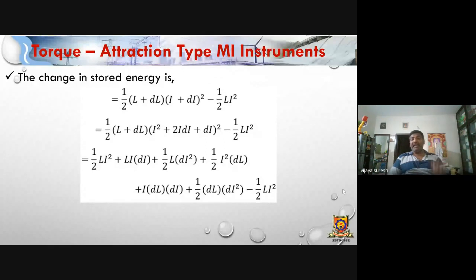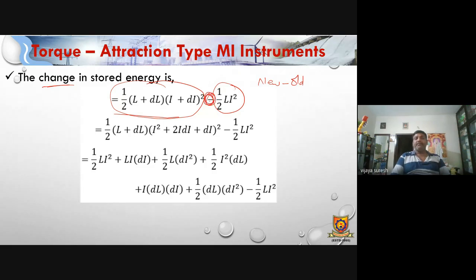Now the change in stored energy. This is the energy we have obtained because of the increase in current and inductance value. Whenever we say change, this is the new energy and this is the old energy. So change is new energy minus old energy. Half L I square is the actual energy stored in the inductance coil. Because of the increase in the current, there is an increase in inductance, so the new energy uses L plus dL and I plus di.